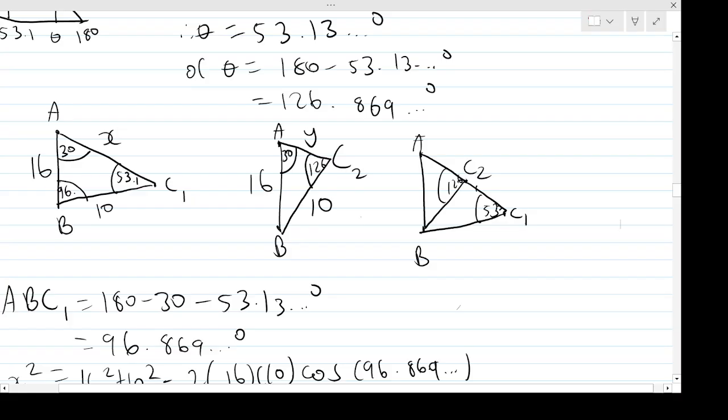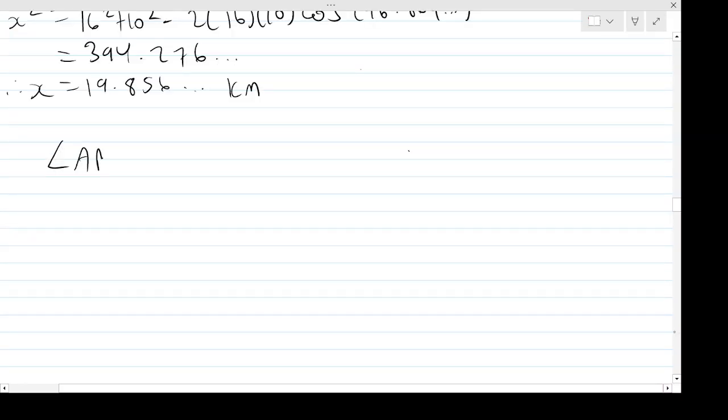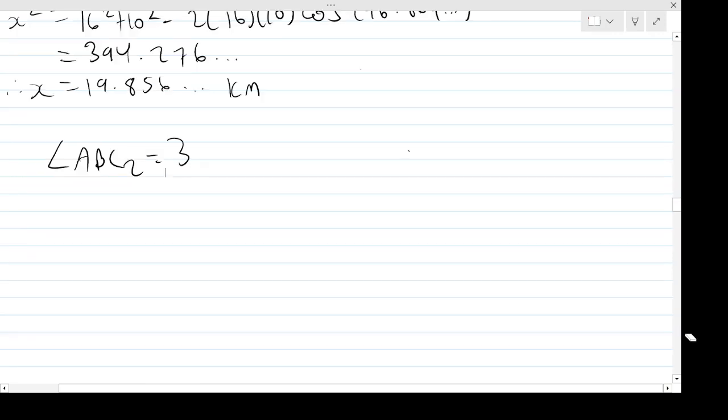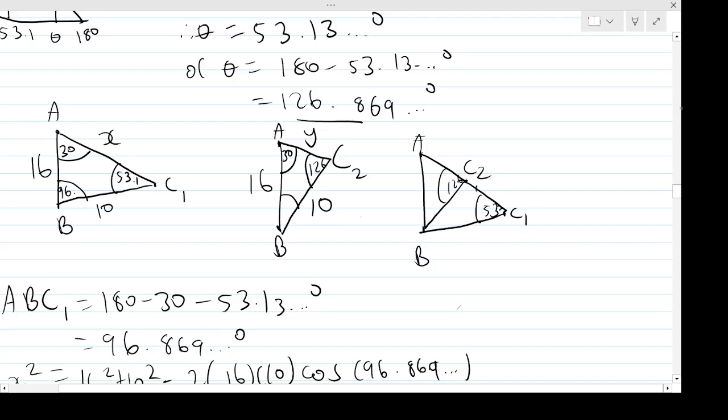Right. And so I can then do a very similar process to find the length y here. So I can use the cosine rule again because I've got all three sides. So then I need to work out this angle firstly, as it's opposite that length y. But I can just do 180 take away the other two angles, right? So if I do the angle ABC2, which is that angle, and the angle at B here, it's going to be 180 take away the 30. Take away the other angle, which was this 126 here.